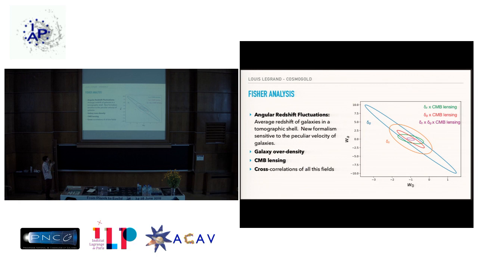I do a Fisher analysis by combining this probe with galaxy overdensity and the CMB lensing, and I use the autocorrelation and the cross-correlations of all these fields. This plot shows the interest of all these cross-correlations through the marginalized errors on the dark energy equation of state. We see the angular density fluctuation in blue, the angular redshift fluctuation in orange, and the combination of all these fields in purple. So we gain a lot of constraining power. Thank you very much.